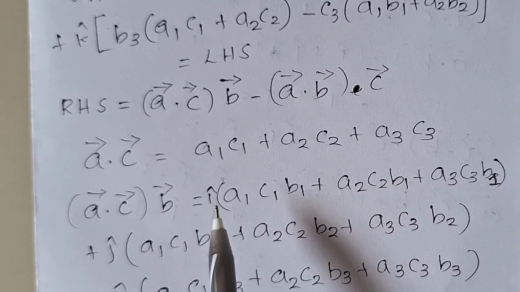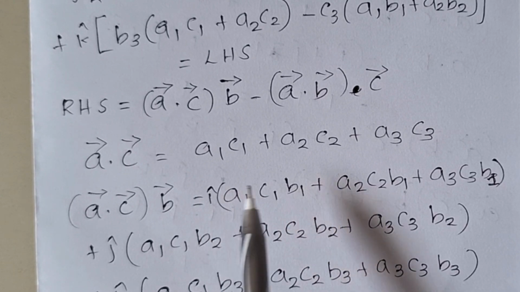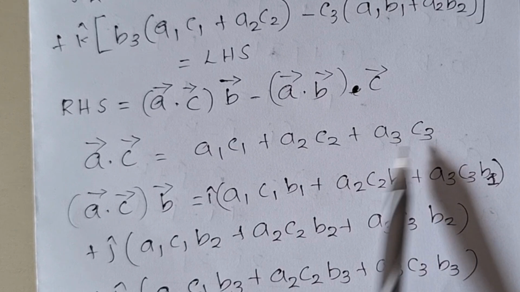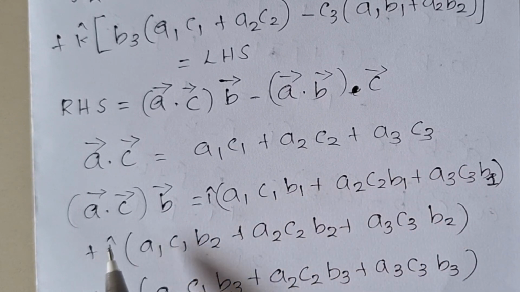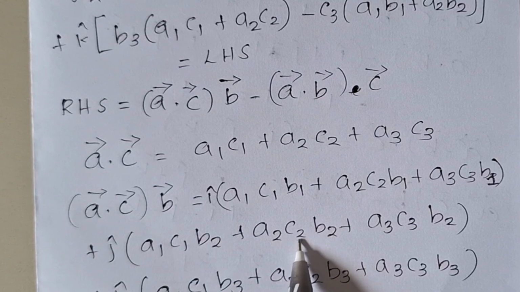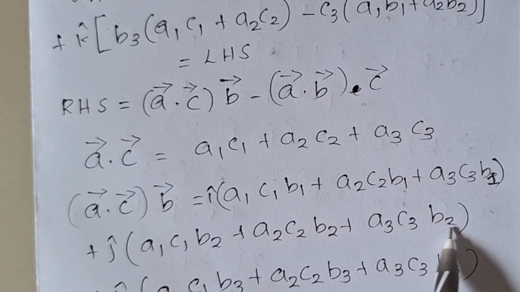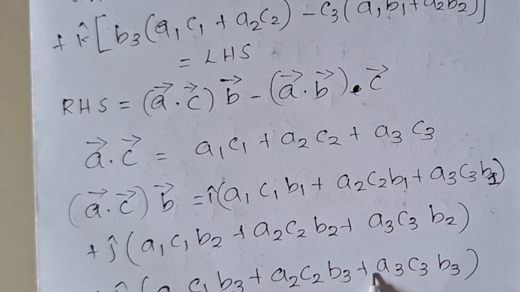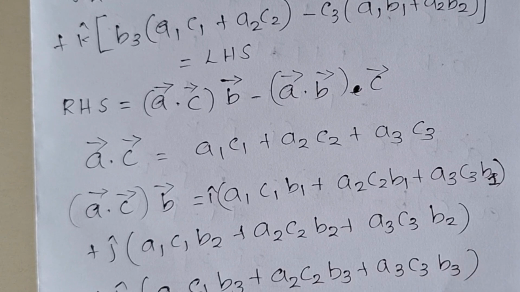This is the component of the b vector, that is b1 i into a1 c1 plus a2 c2 plus a3 c3. Similarly, the jth component: plus j into a1 c1 b2 plus a2 c2 b2 plus a3 c3 b2. Similarly, the kth component: k into a1 c1 b3 plus a2 c2 b3 plus a3 c3 b3.